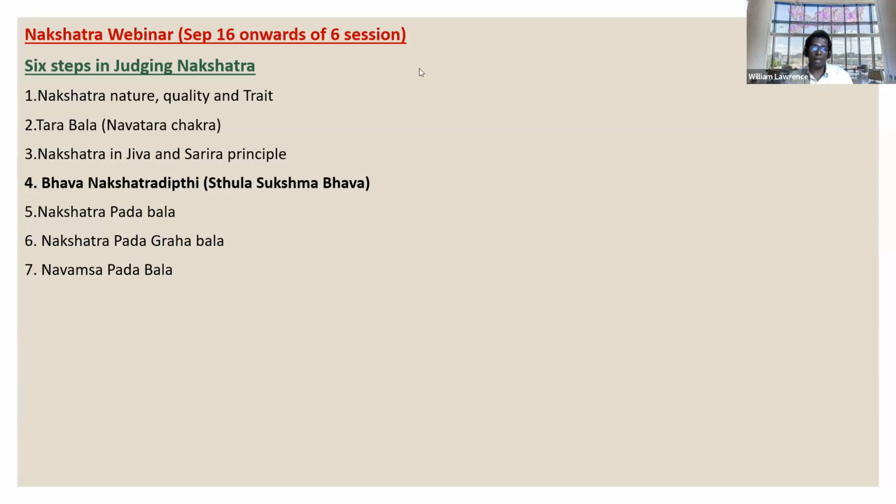Then once we know the background about the nakshatras, the next step is prediction. The first step: Dhruva Nadi and Satyajataka teach how to use Tara Bala of Navatara chakra. This is one method which is there in the Nadi, and that particular part I'll be teaching. After that, there is one very important principle, given by Meena 1 and Meena 2, of Jiva and Sarira, which has evolved over the years. I'll be explaining how to use the Jiva and Sarira principle.